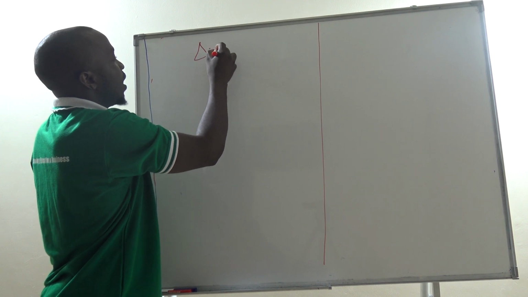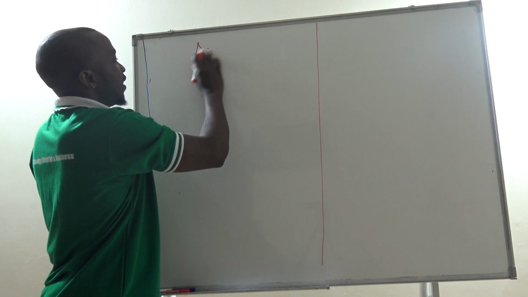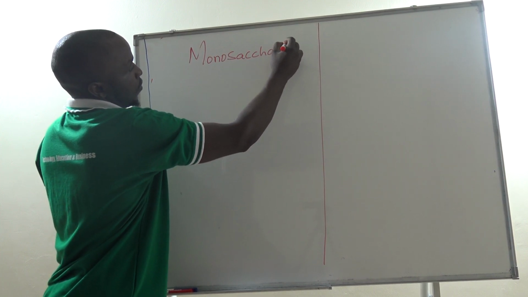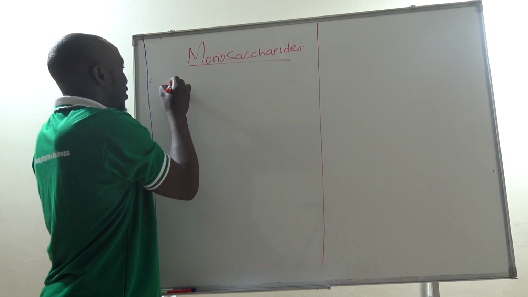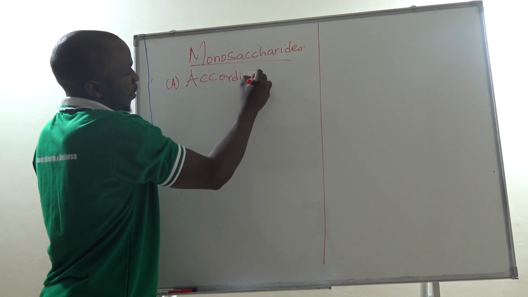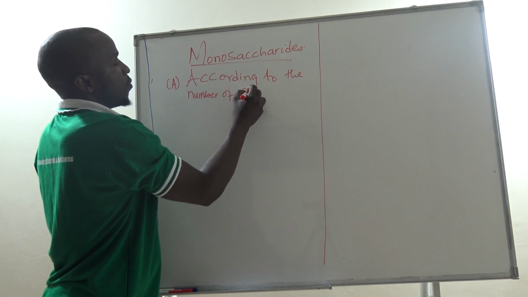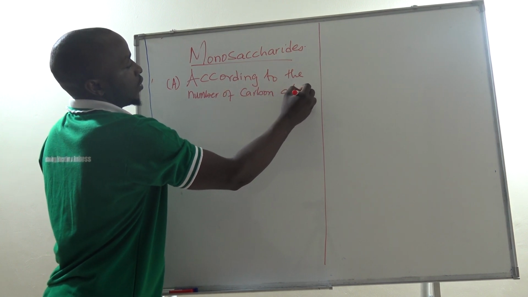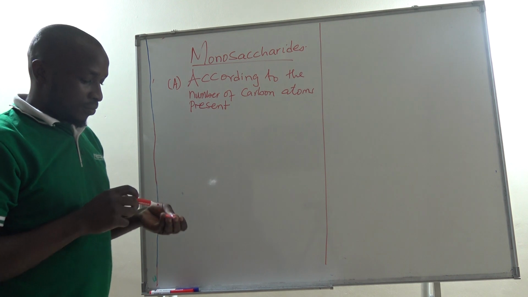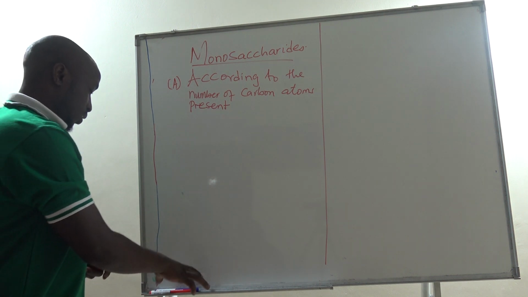We were dealing with biology, and so far we have reached this level. We are looking at monosaccharides, and a class of them for this session according to the number of carbon atoms present. That's what we are going to center on in this session. Classification of monosaccharides according to the number of carbon atoms present.